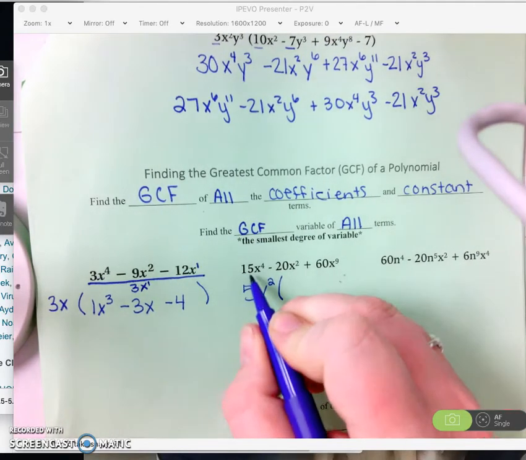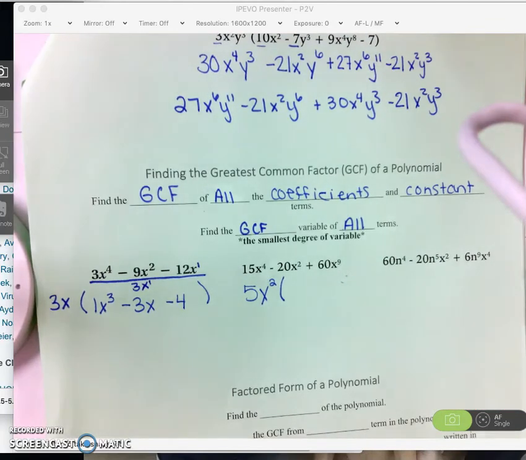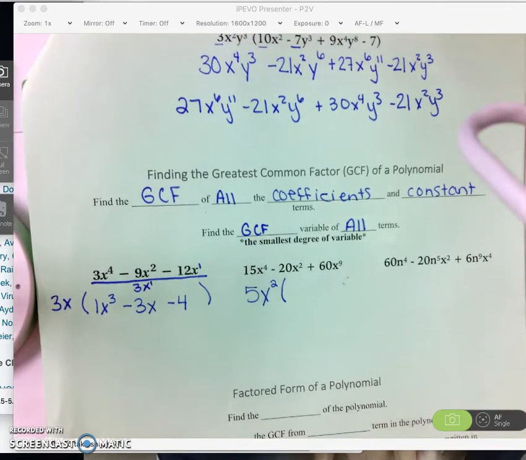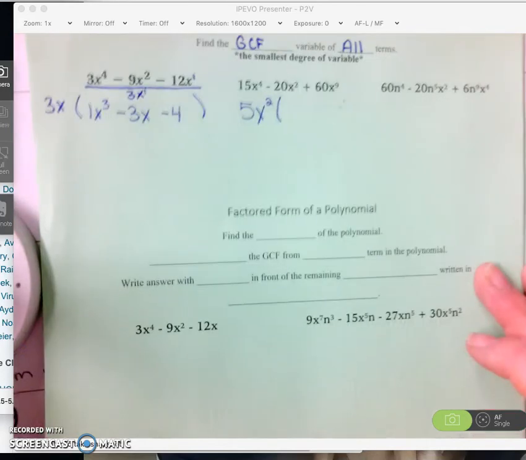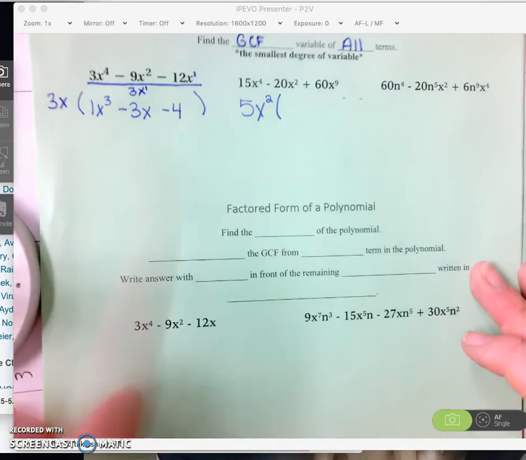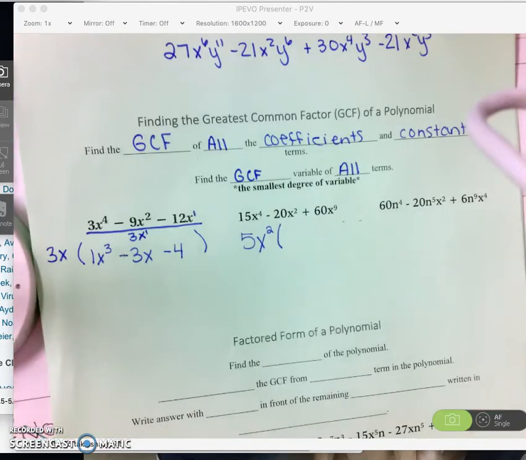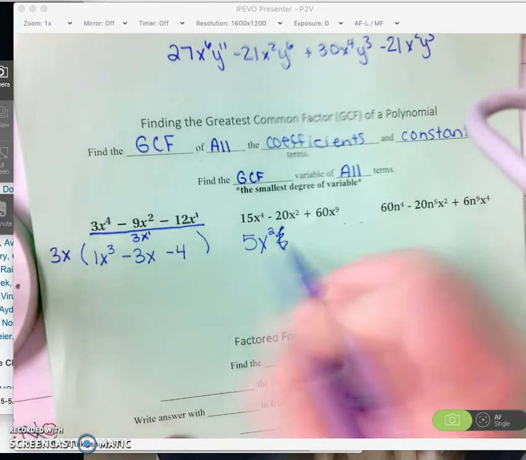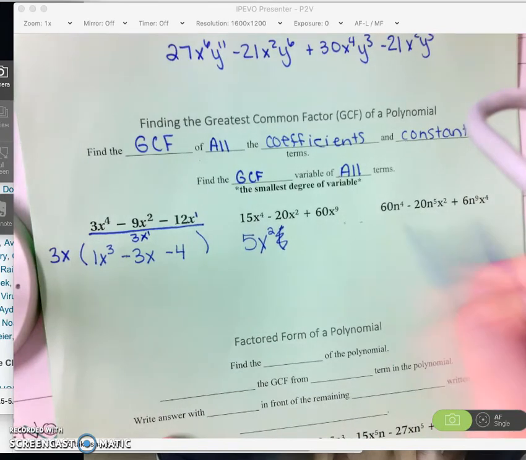I'm going to divide, and I think the next part of our notes down here is we're supposed to be doing this part down here. So the first part we're just going to be figuring out what the greatest common factor is. So 5x squared. And then here we have 60, 20, and 6.